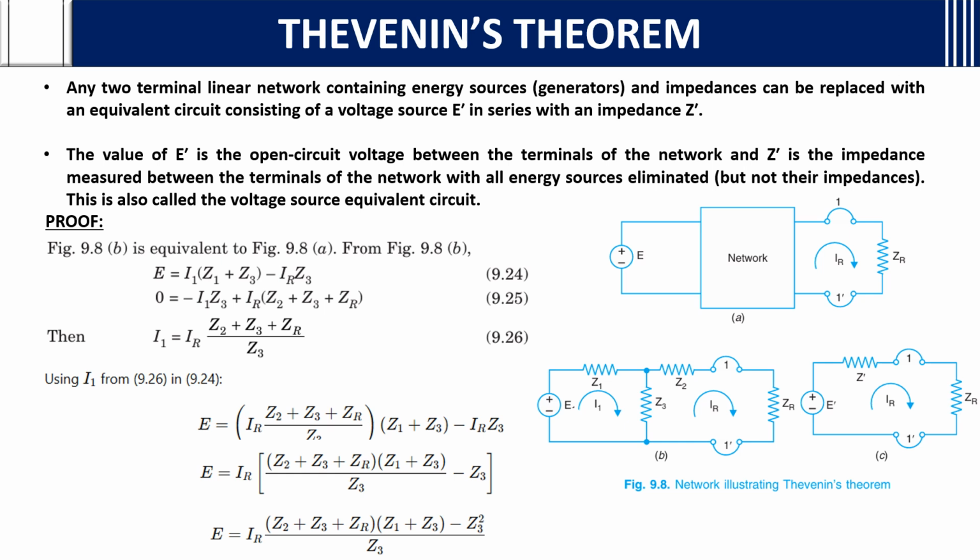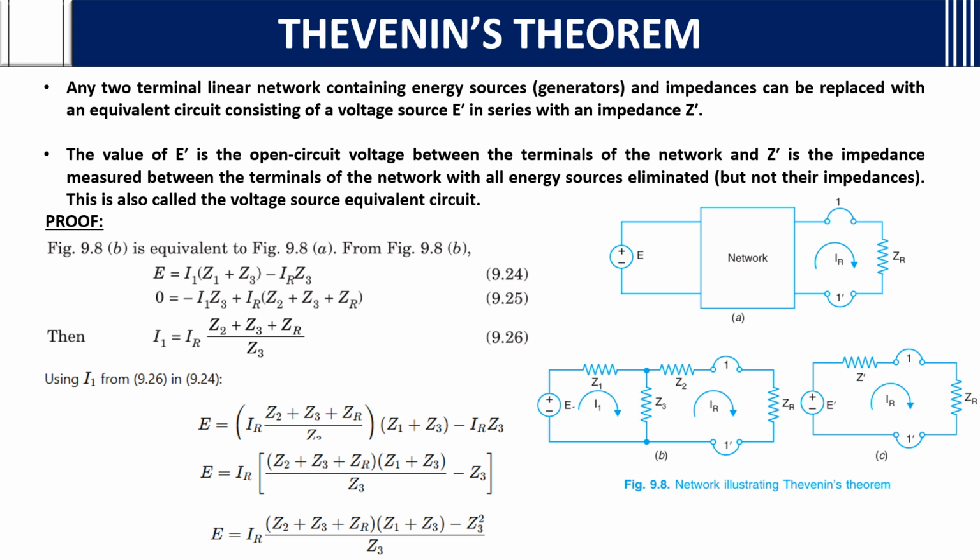Thevenin's theorem states that a two-terminal linear network containing energy sources and impedances can be replaced with an equivalent circuit consisting of a voltage source with an impedance. Energy sources can be either a voltage source or a current source. We replace all the voltage sources and the impedances or resistances with a single voltage source with an impedance. How we will do that, we will see in the next point.